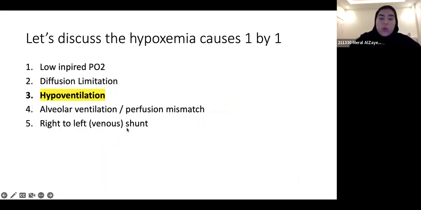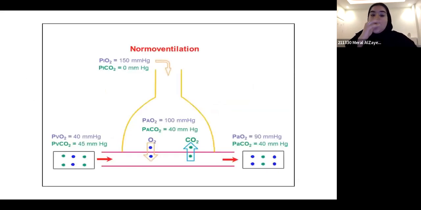So now we will discuss the third cause of hypoxemia, which is hypoventilation. To understand how hypoventilation causes hypoxemia, we need to first discuss how normal ventilation occurs. Again, I believe this was discussed in previous lectures, but I will go over it because it's important in this lecture. Also, the values I'm going to talk about, like the 150, 0, 40, every value you see on the slide is very important. The doctor mentioned that you have to memorize these values.